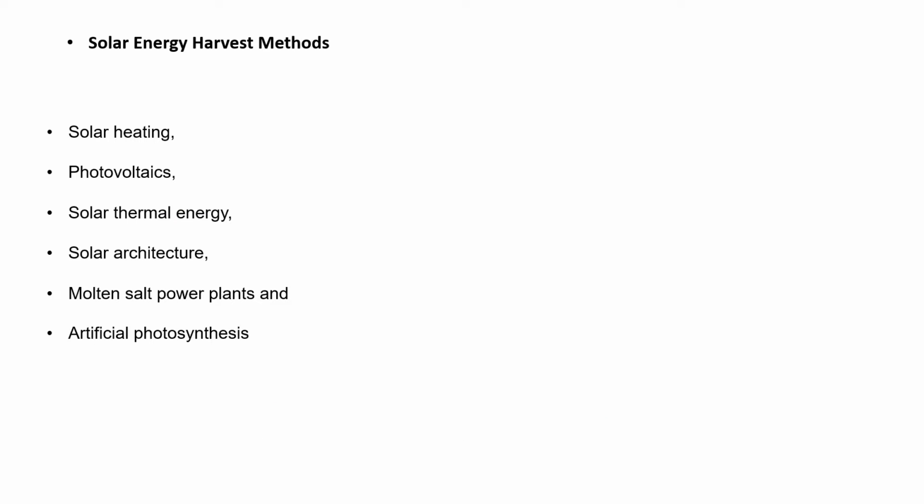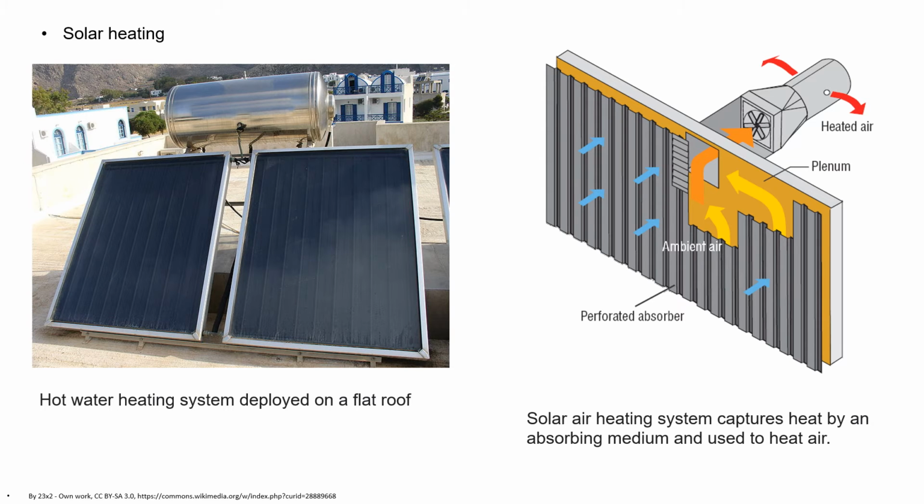The different solar energy harvesting methods are solar heating, photovoltaics, solar thermal energy, solar architecture, molten salt power plants, and artificial photosynthesis. Solar heating method employs rooftop panels for absorbing solar energy for water heating. Also, the solar heating can be used for heating air in the houses during the cold winters. Solar air heating system captures the heat by an absorbing medium and propels it inside the house to keep it warm.